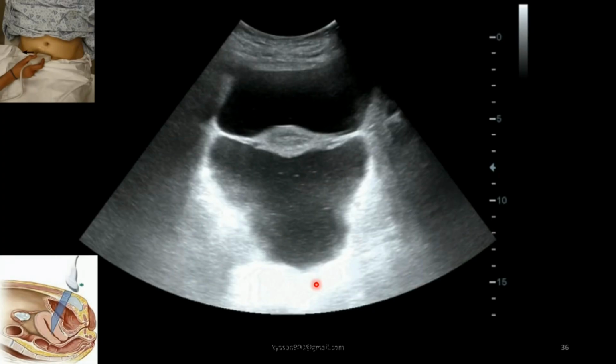In this slide, we are seeing, again, a transverse scan, and anteriorly we have the urinary bladder, as you can see here, it's filled with urine, then posteriorly we have the uterus. Now posterior to this, we should be seeing the pouch of Douglas, but now in this image, our pouch of Douglas is largely filled with so much fluid.